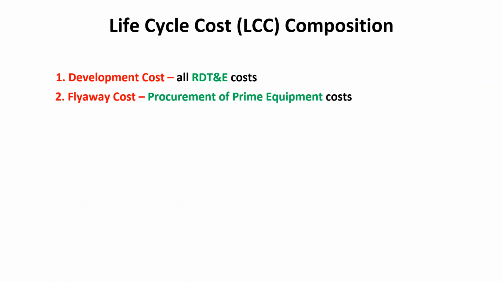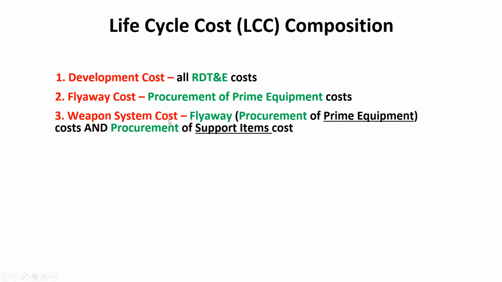The second type of cost is your flyaway. I'm developing the system. Now I'm ready to take off. I'm ready to fly away. So in order for me to fly, I need to start procuring things. Procurement of the prime equipment is what makes up the flyaway costs. So these are just some fancy terms, so you just have to keep doing this over and over until you get it. Development cost is RDT&E. Flyaway cost is procurement of prime equipment.